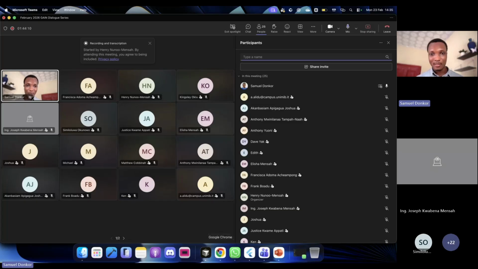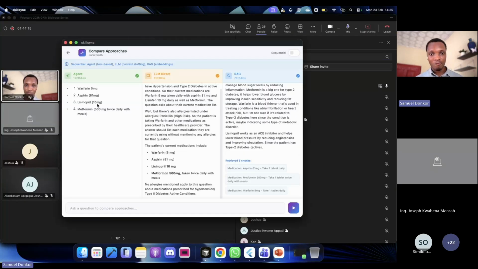Yeah, let me share the screen again. Let me open up the demo. Here we have all these medications. We have all these medications as well. Here we have all these medications. Can someone spot any difference in these three responses?